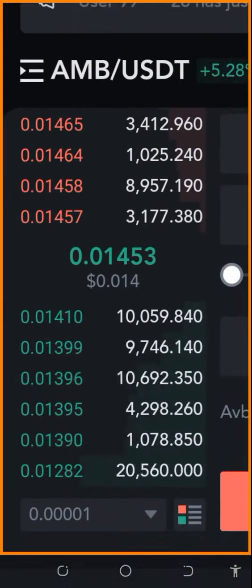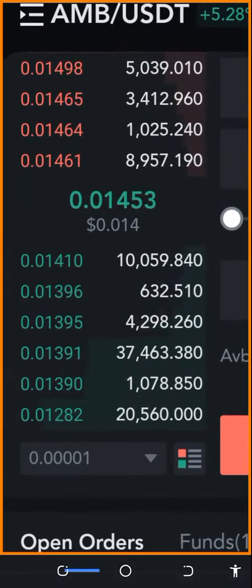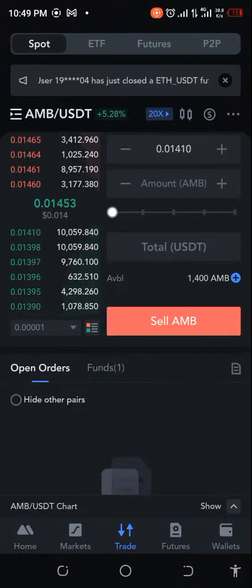Okay, you can see here, now what we want to do is sell. That means we need to pick from this. Okay, we'll have 1410. If I pick on that, what's that going to give me?